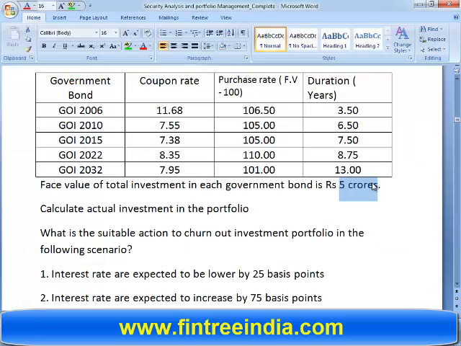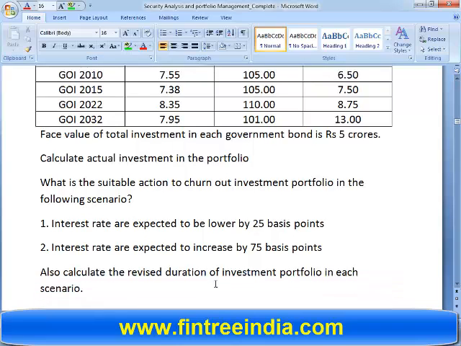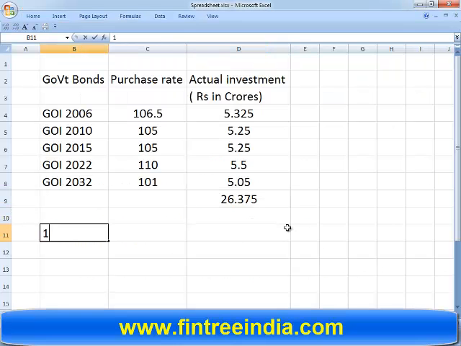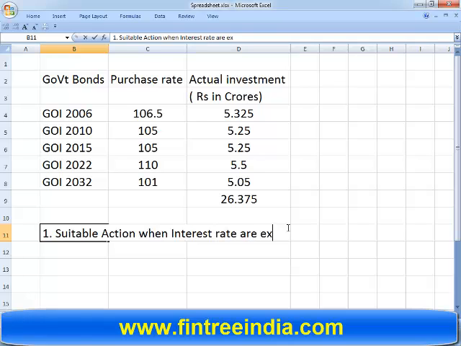Next part. What is the suitable action to churn the investment portfolio in the following scenario? Interest rates are expected to be lower by 25 basis points. So give heading number 1: Suitable action when interest rates are expected to be lower by 25 basis points.